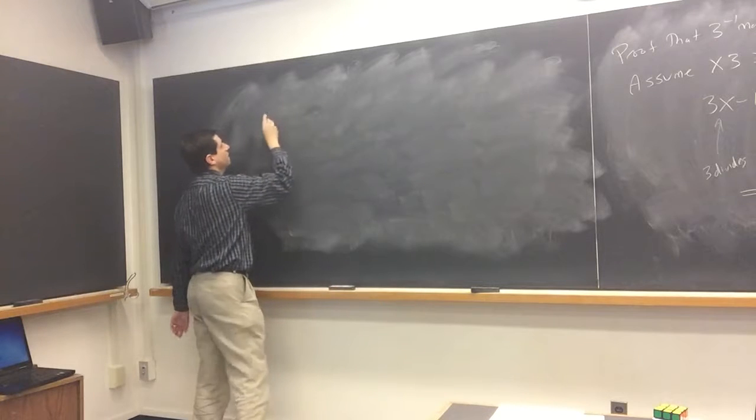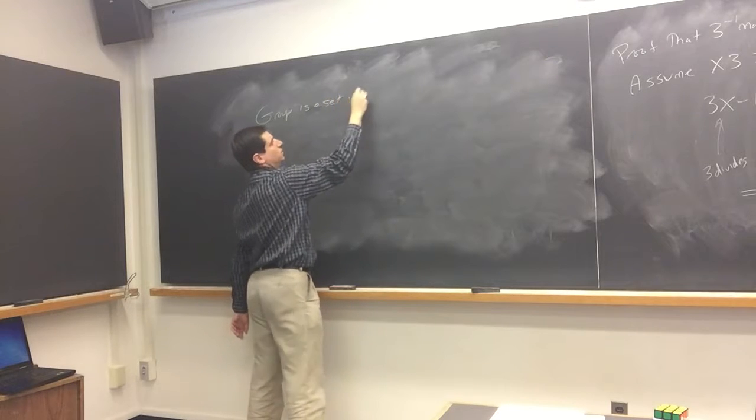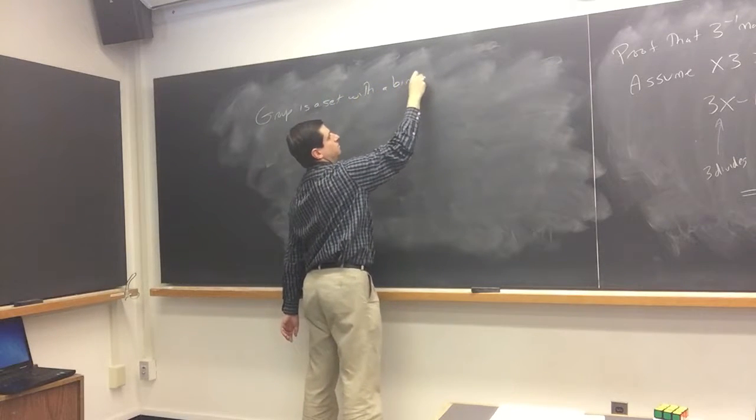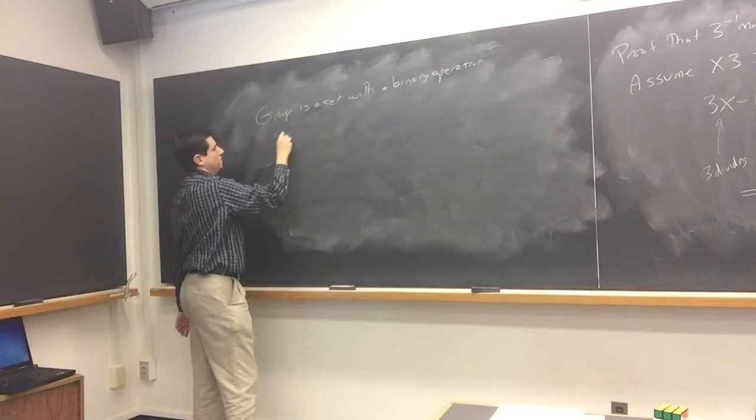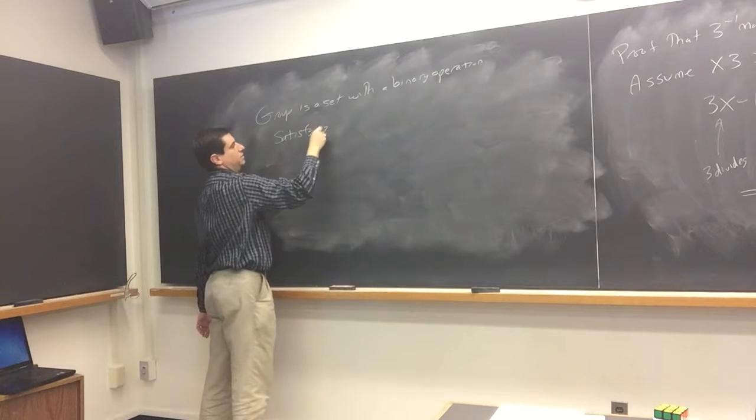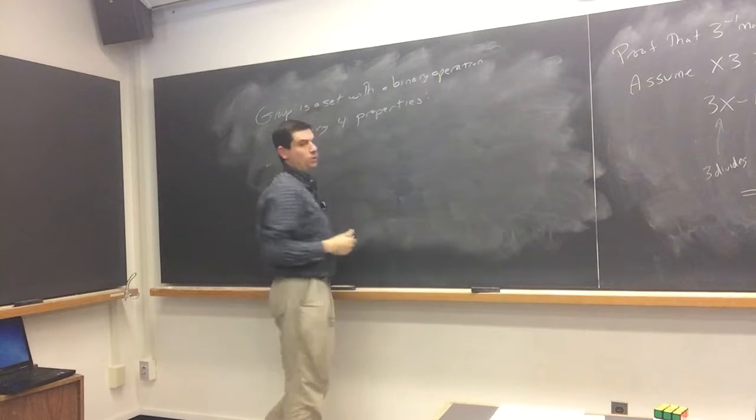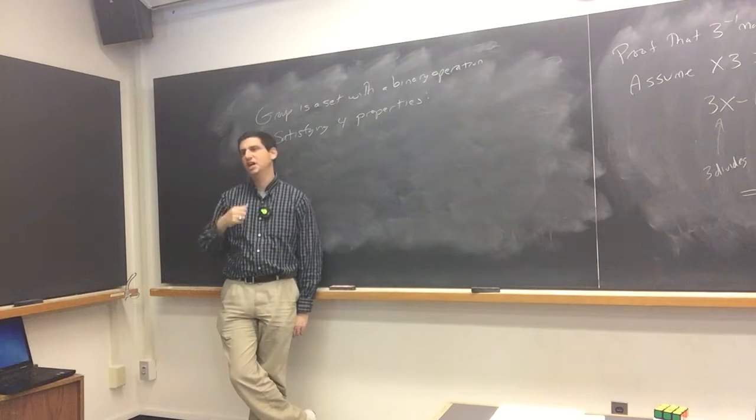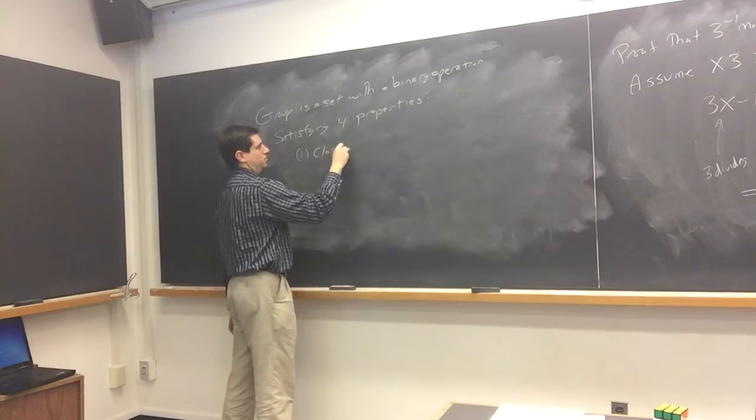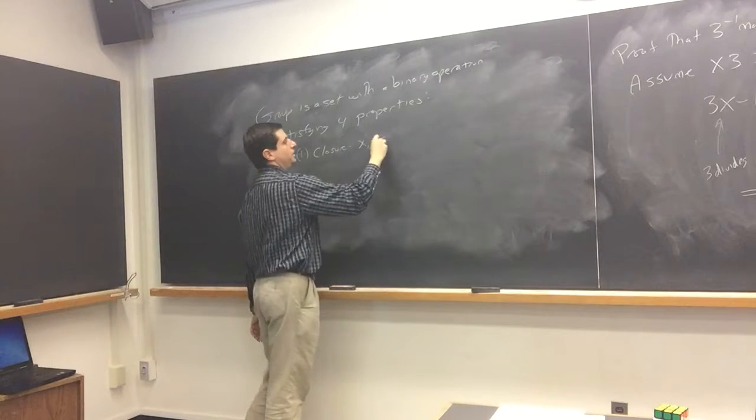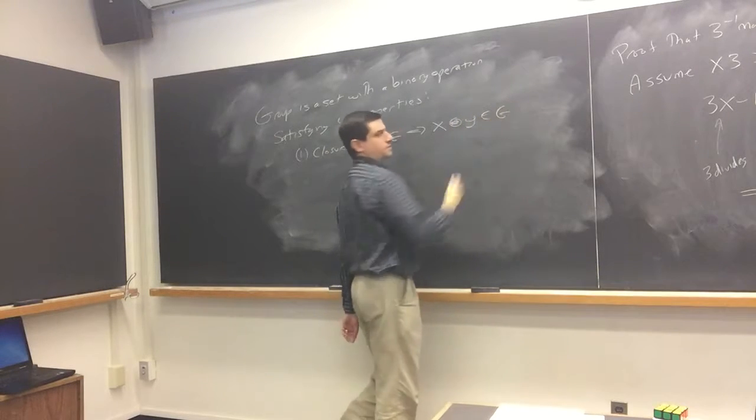So we say a group is a set with a binary operation satisfying the following 4 properties. I will write the binary operation with a star, just because I don't want to specify what it is. So the first is closure. If x and y are in G, then x star y is in G.